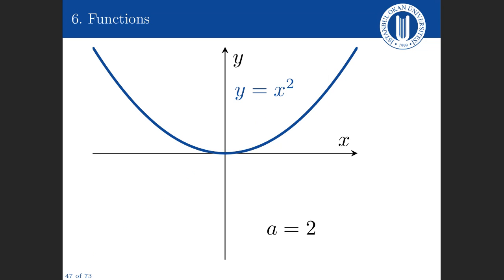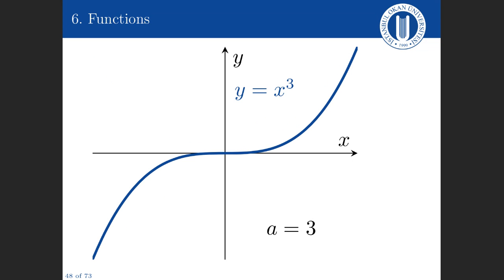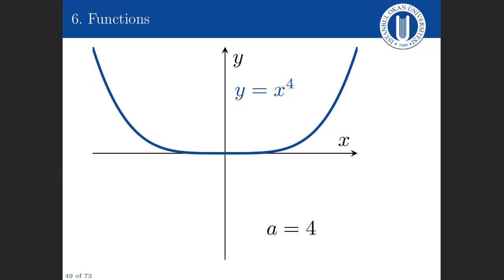Y is equal to x squared. Y is equal to x cubed. Y is equal to x to the fourth. This looks similar to x squared, but it's more squashed down. This is x squared. X to the power 4 is squashed down somewhat.